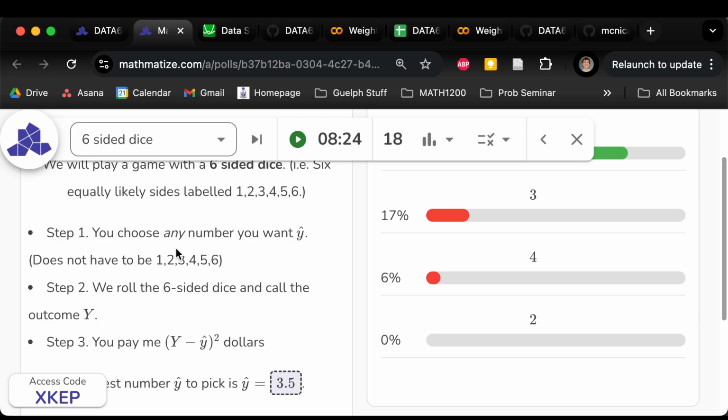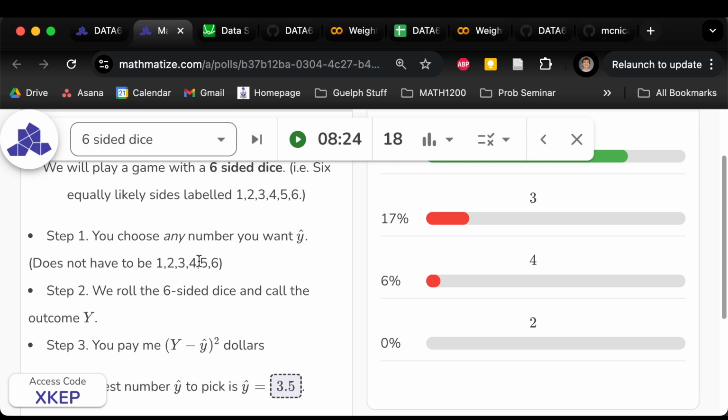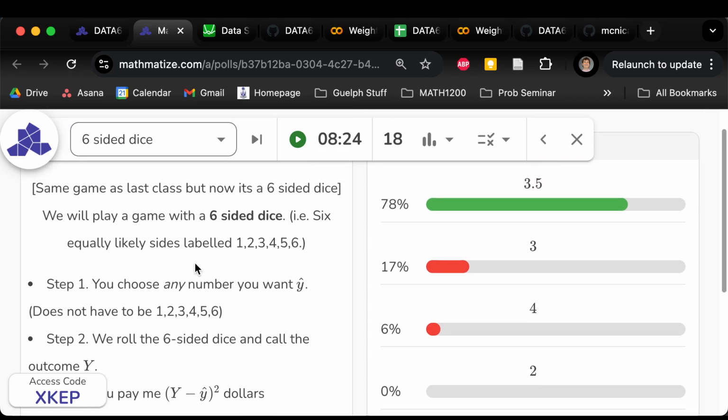Okay, let's do that. You guys are ready for the harder version. So here is the same exact game, but a harder version. And you'll notice, there's no data in this game. This is like a probability game. You could have done this game in Probability 101.